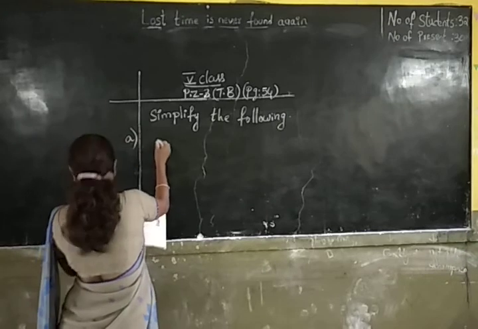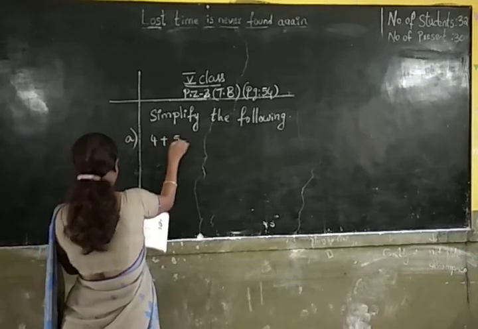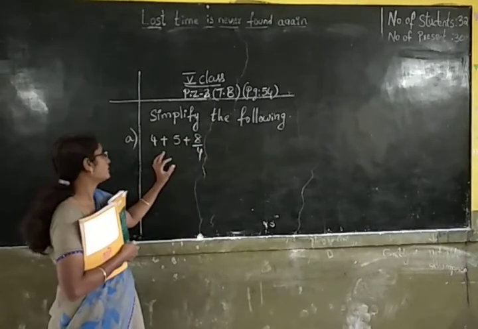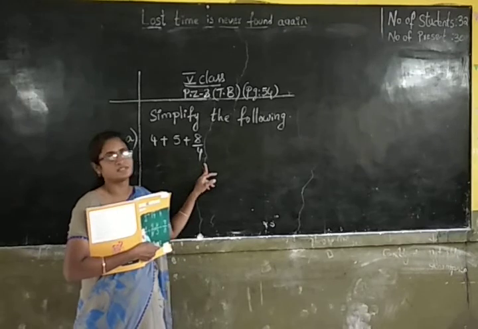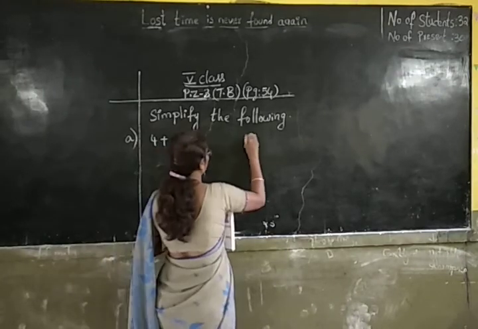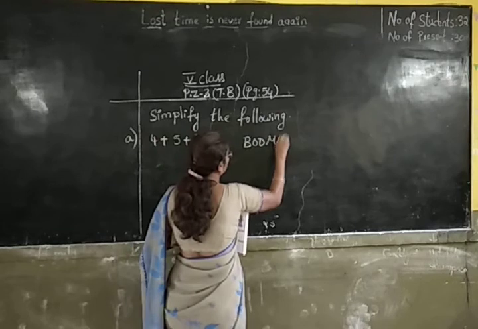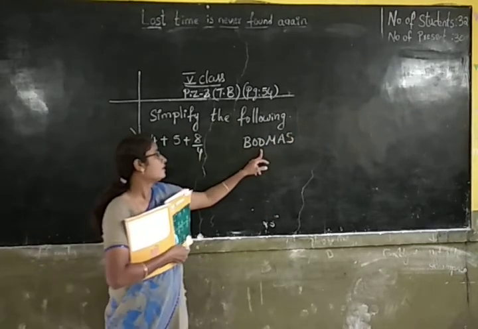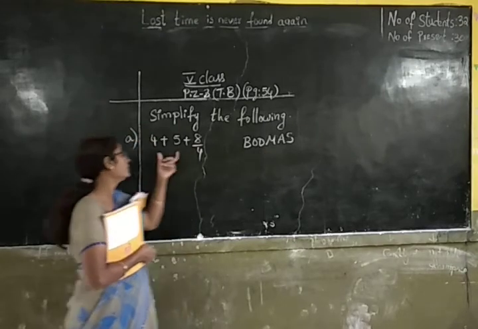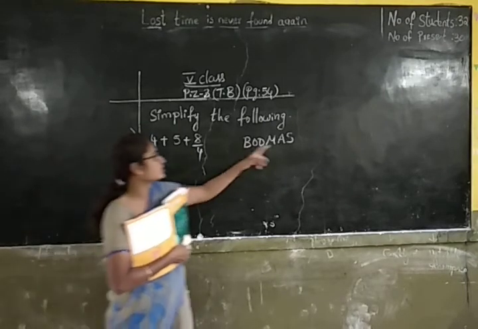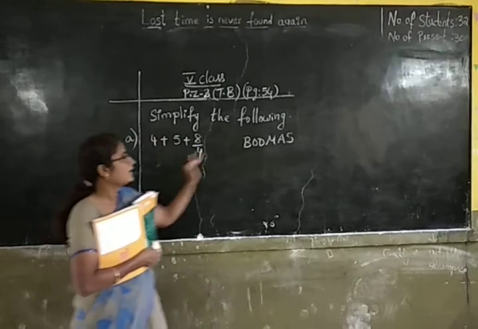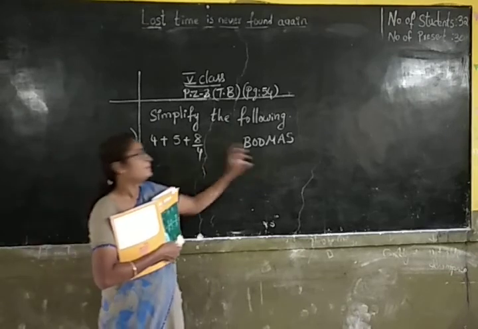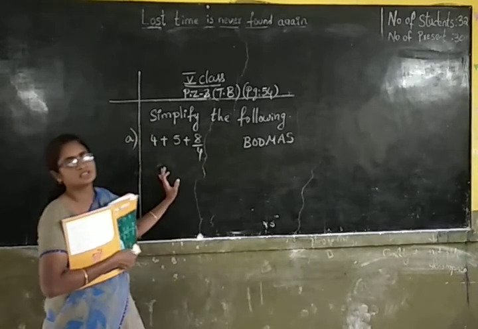A question. 4 plus 5 plus 8 by 4. Here two operations are given. One is addition and the other one is division. So according to the BODMAS rule, first we have to do division. After doing the division, we have to do multiplication. But there are no terms with multiplication. So next we have to move to the addition. And at the last we have to do the subtraction. Since there are no terms of multiplication and subtraction, first let us do the division.